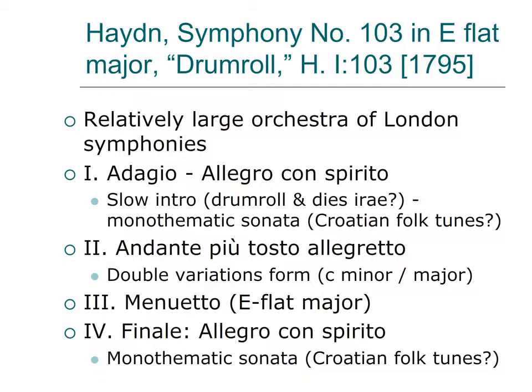Second, showing off his ability to cleverly manipulate themes, Haydn's sonata forms in this movement and in this composition use only 1 instead of 2 or 3 themes. Finally, balancing out the monothematic first and fourth movements, the slow movement is a double variations form with 2 themes, as opposed to only 1.